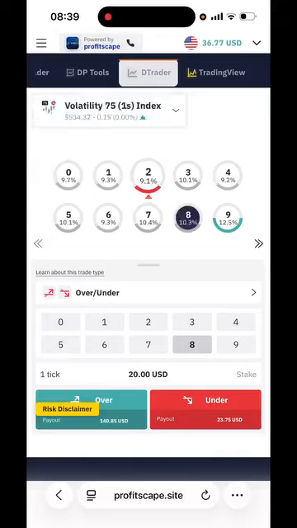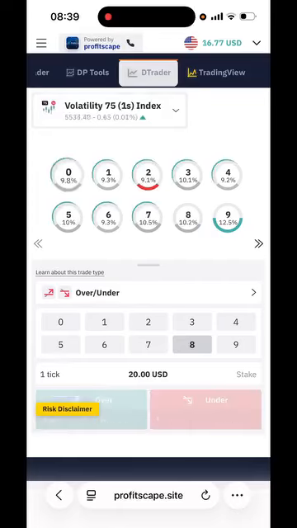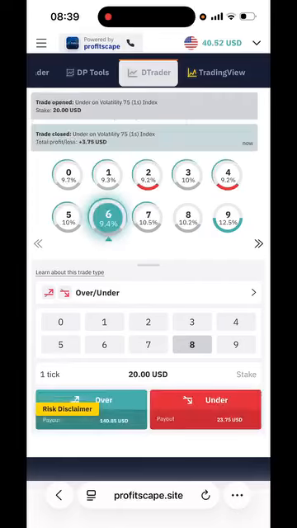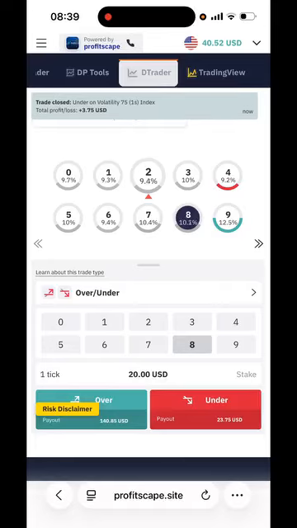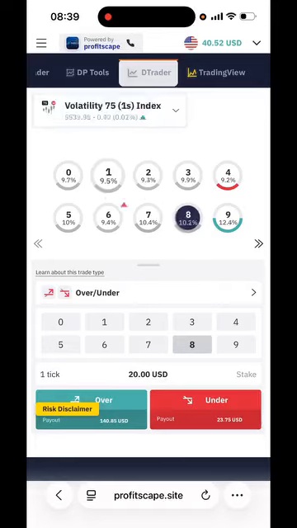1, 2, 3. Where's the fourth one? On the red arc, we don't trade. We wait until the next tick, a digit which is not on the red arc. So we are at $40. Yes, one last move to go.